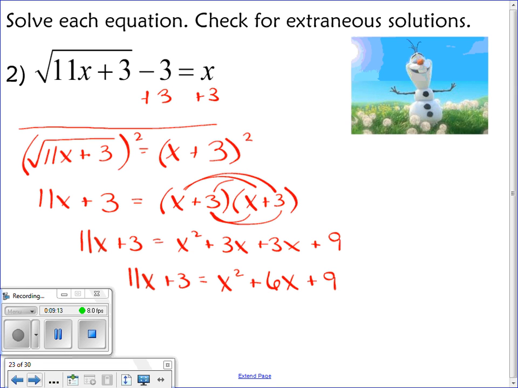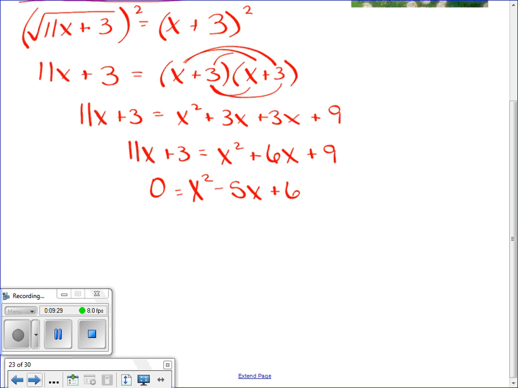I have an x squared, so we need to set it equal to 0. I'm going to make y'all mad. I'm going to move it to the right again. So x squared, subtract the 11x over, negative 5x, subtract the 3, positive 6. What's that 6, 5 combo? You guys remember that? What are your signs? Both negative? Options for A?